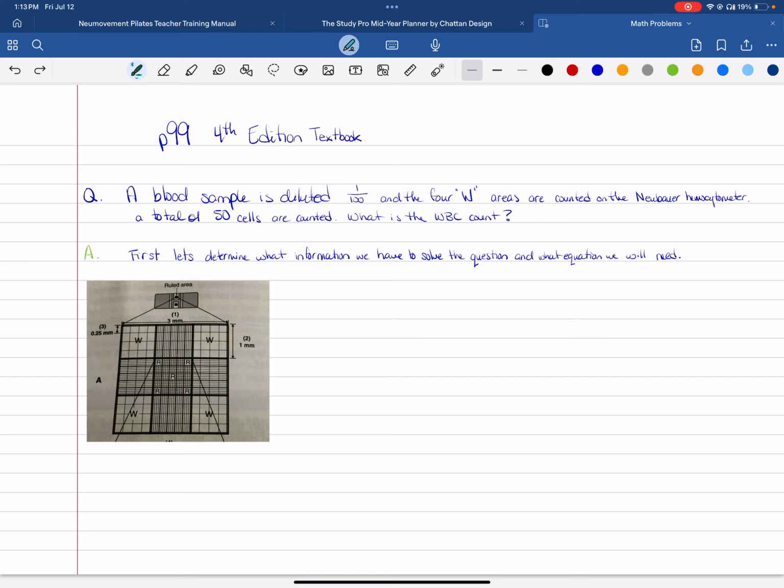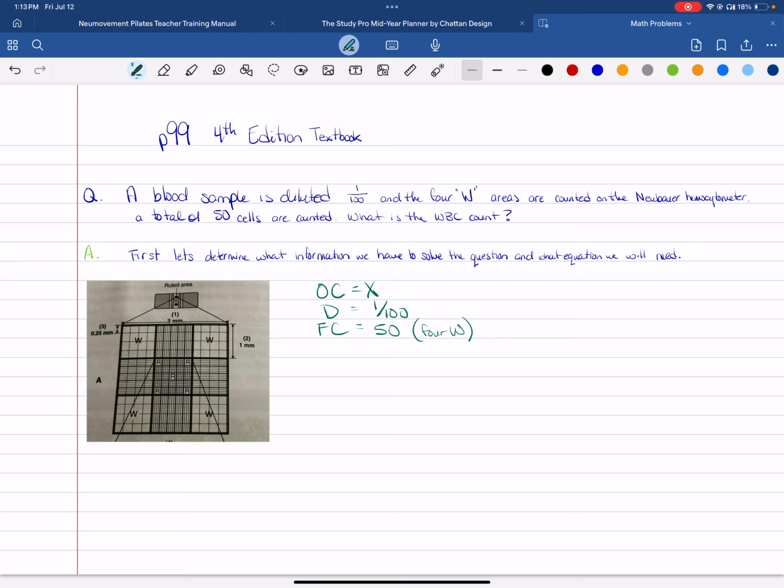Okay, so let's put information where it's needed. The white blood cell count is our original concentration. We don't know that, we're determining that, so original concentration equals X. Our dilution, we've been told, is 1 in 100, and our final concentration is 50 cells in those 4 W areas. So when it says those 4 W areas, what does that mean?